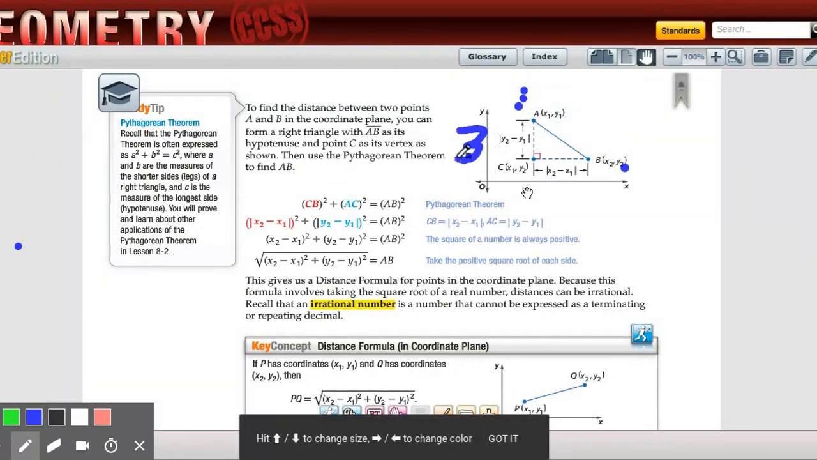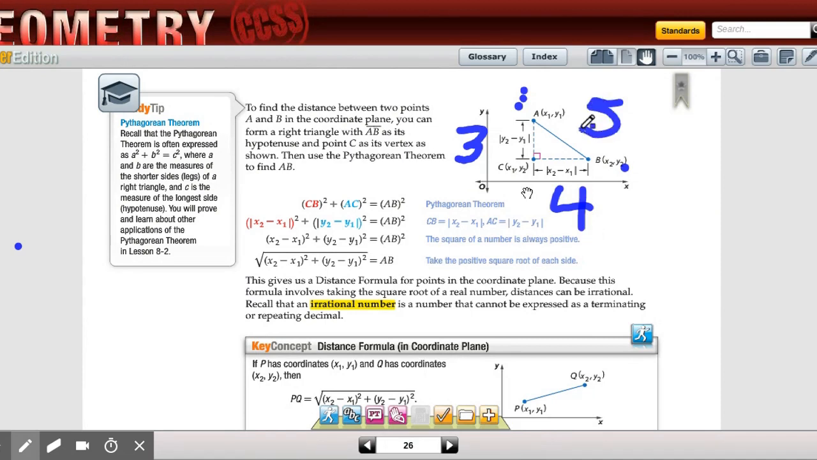If this is 3 and if this is 4, then you should be able to figure out that the distance here is 5. And the way it works is like they're showing here. They're showing CB, that's where I have the 4 squared, and AC, that's the 3 squared. That will equal AB, which is the distance you're trying to find. That would actually be a 5 instead of a C.